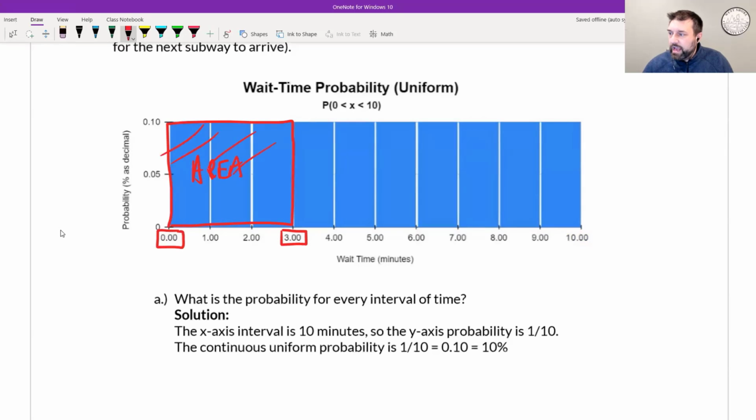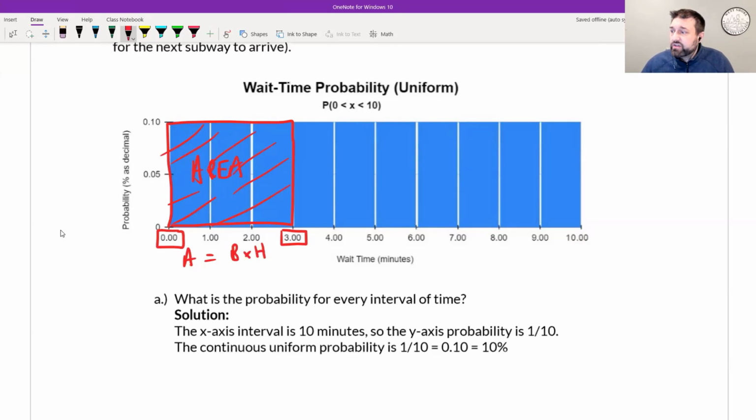If you can find the area of this rectangle, that is the same as the probability of waiting 0 to 3 minutes. And so we know a formula for areas of rectangles. We know that area is length times width, or some people call it base times height, right? You basically multiply a number on the x-axis by a number on your y-axis, right? So that's the idea. I'm a little preferential to base times height, so that's what we'll call it. We'll say the area is base times height.